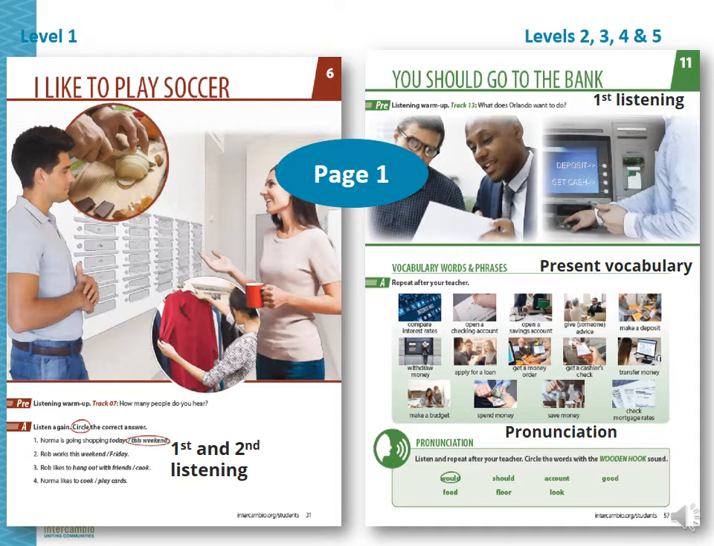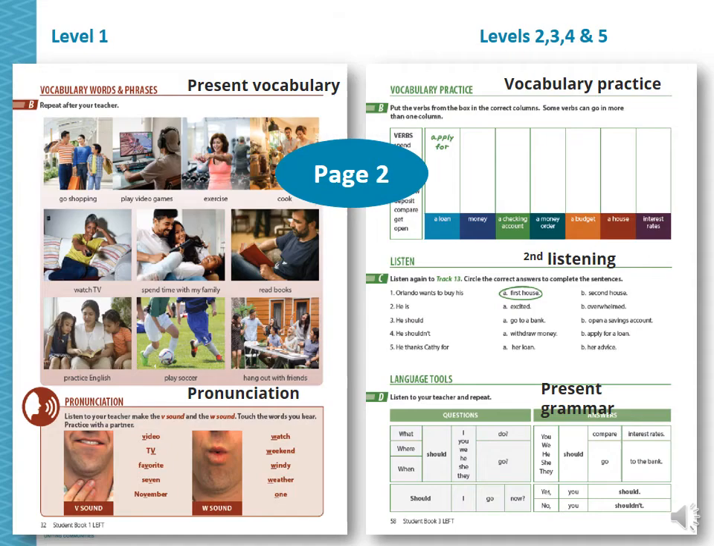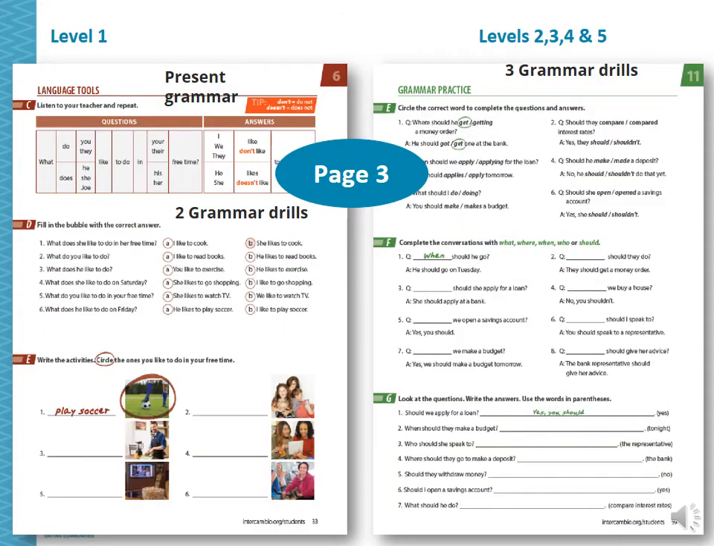In level 1, we go on after that to a second listening, whereas in level 2, 3, 4, and 5, we continue with vocabulary and pronunciation. In level 1, we continue with vocabulary on the second page of the lesson and pronunciation, whereas the other levels move on to vocabulary practice, the second listening activity, and we present the grammar. On the third page, where level 1 is learning the grammar and has usually 2 grammar drills, we have a whole page just for grammar drills in the higher levels.